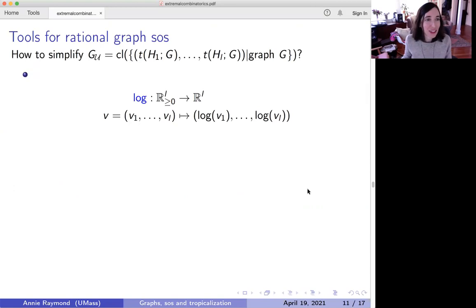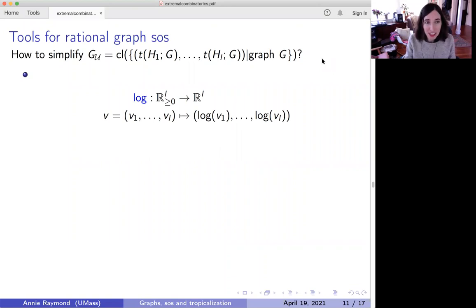All right, so let me tell you a little bit about tropicalization. So we saw that this idea of a graph profile, like edge versus triangle, was already very complicated. And so in general, we don't know how complicated it is. So it would be good to know how to simplify it. And tropicalization is exactly that: it simplifies it greatly.